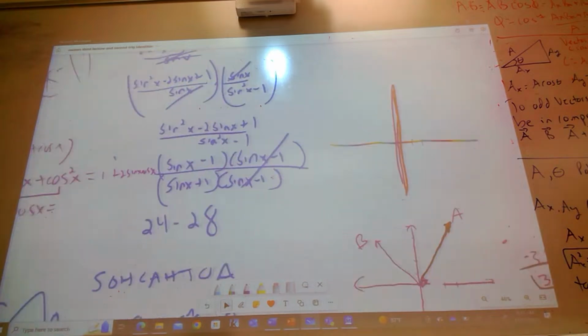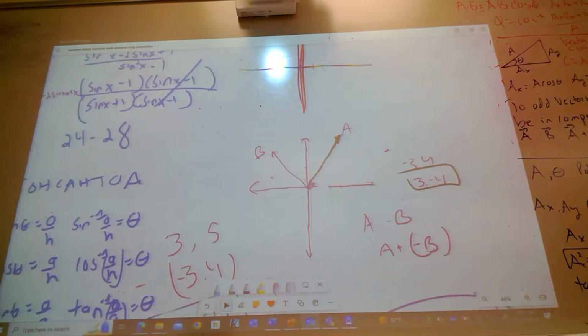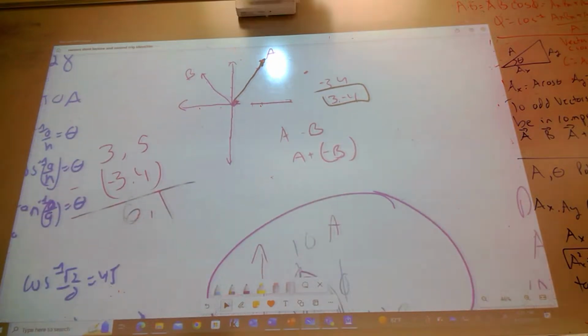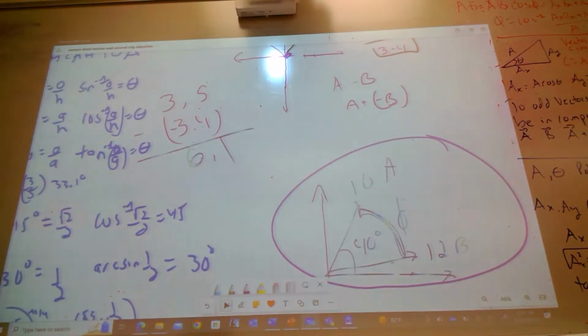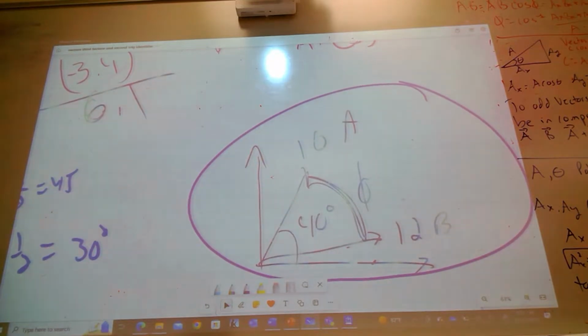Now, if I have this vector here, my a is 10, my b is 12. The angle between them, phi, is 40 degrees. I want to know what's the dot product and what's the cross product. I want you to do both cross product and dot product.